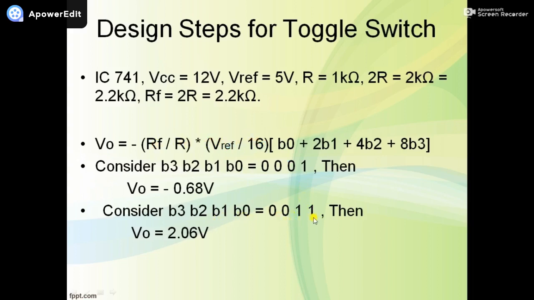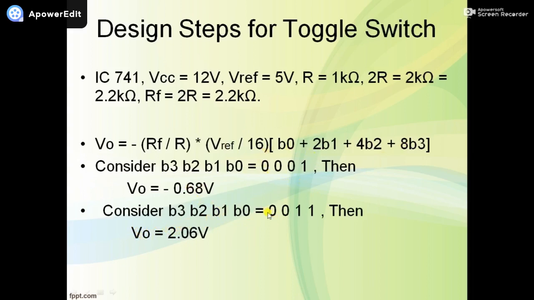Only B1, B0 are active, which means 1 plus 2 into 1. This is for the second example. And for 0001, only B0 is active. B0 is equal to 1, the remaining are all 0, 0, 0. Like this you have to calculate and put the values, and find the output.